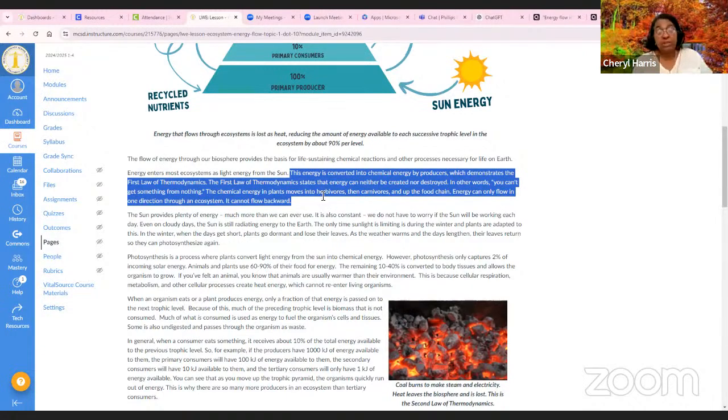So when we digest something, we break the bonds down, we release the energy in the form of ATP, and we are able to carry out all of our life functions.